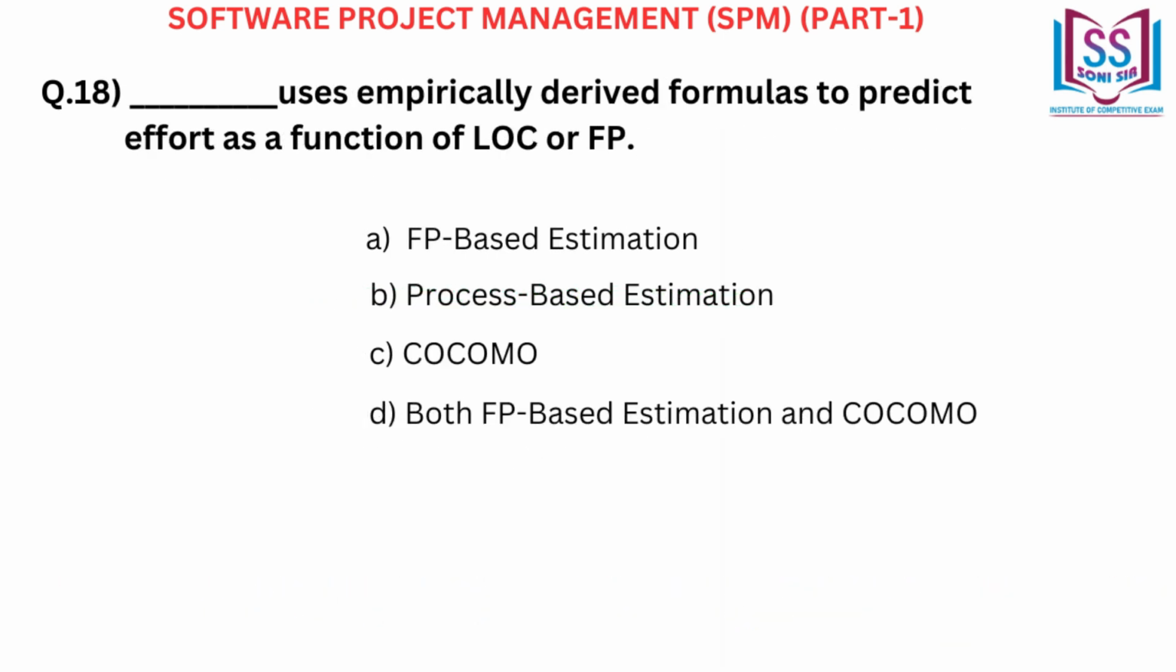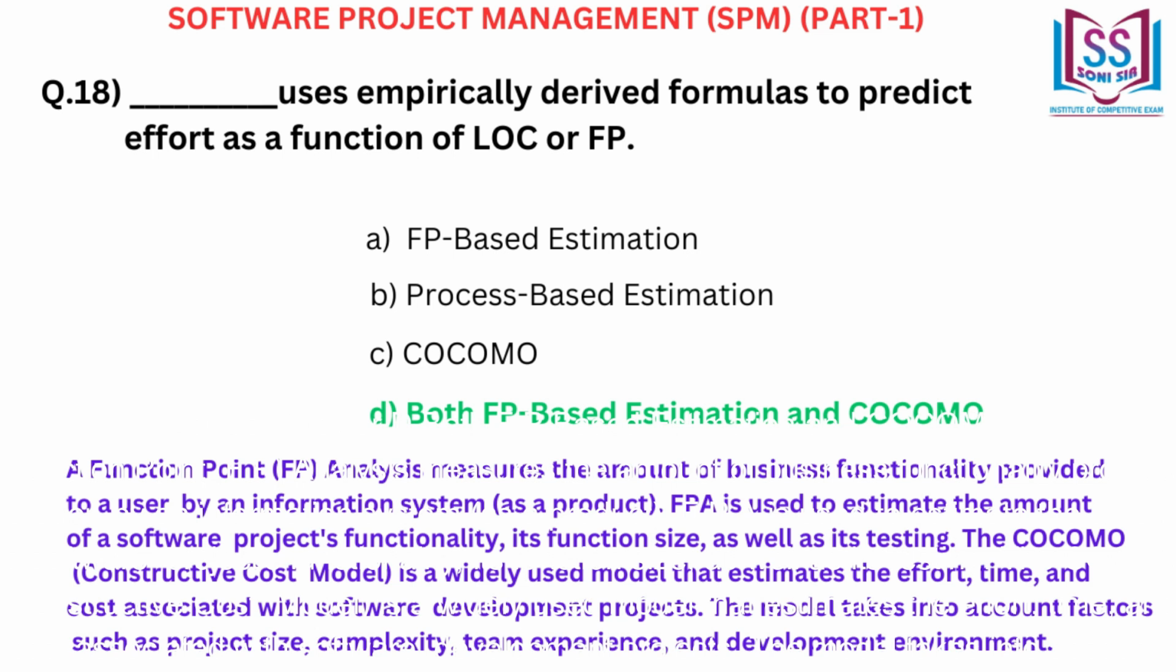Dash uses empirically derived formulas to predict effort as a function of LOC or FP. A. FP-based estimation. B. Process-based estimation. C. COCOMO. D. Both FP-based estimation and COCOMO. Correct answer: D. Both FP-based estimation and COCOMO.